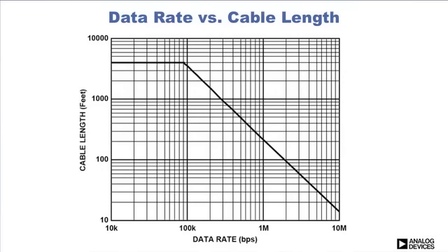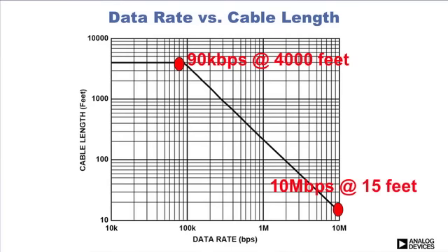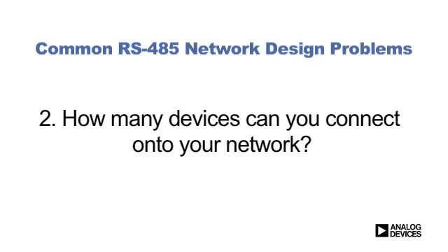By using differential communications as specified by RS-485, typical examples of data rate and cable length combinations vary from 90 kilobits per second at 4,000 feet to 10 megabits per second at 15 feet. So let's move on to the second problem. How many devices can I connect onto my network?